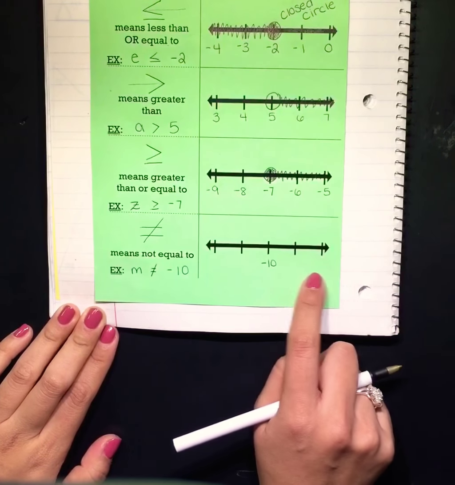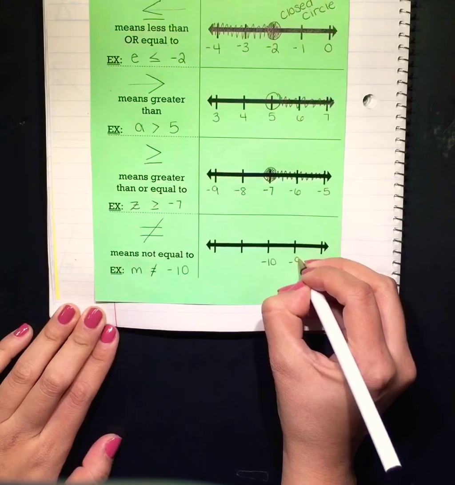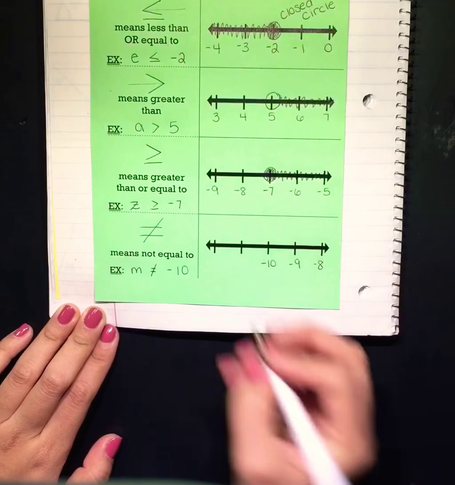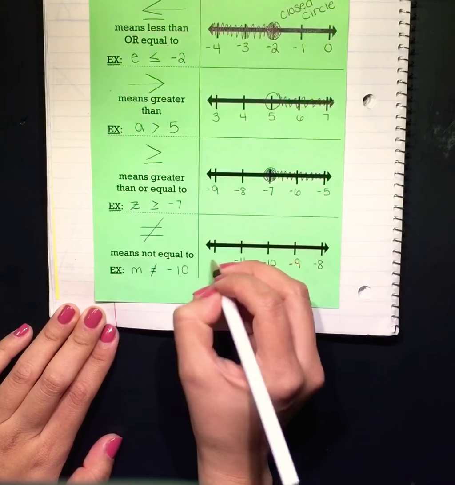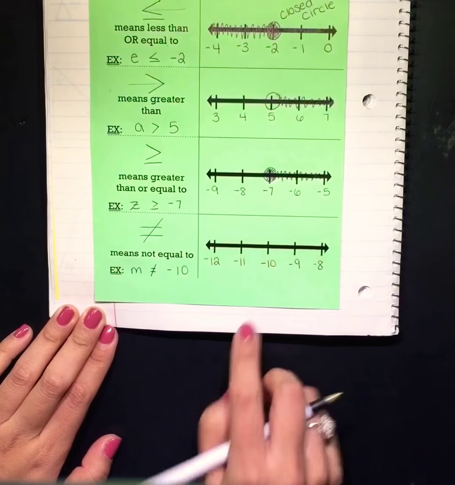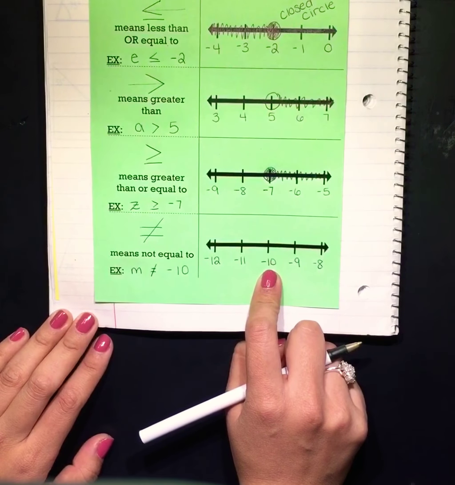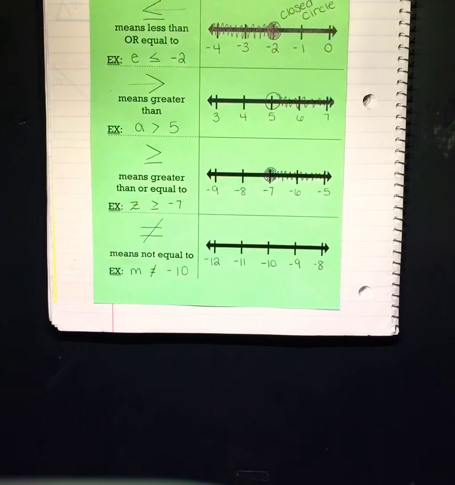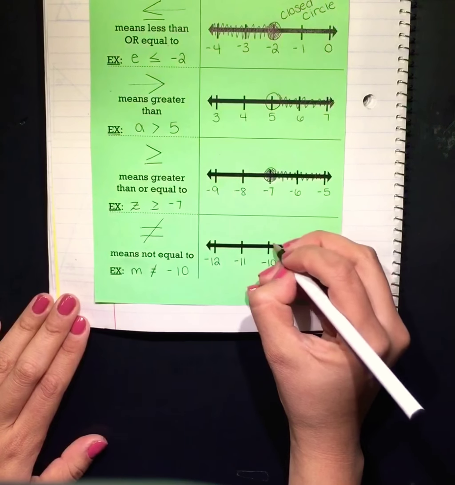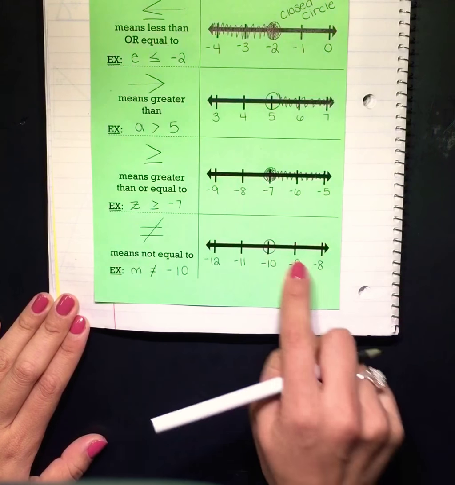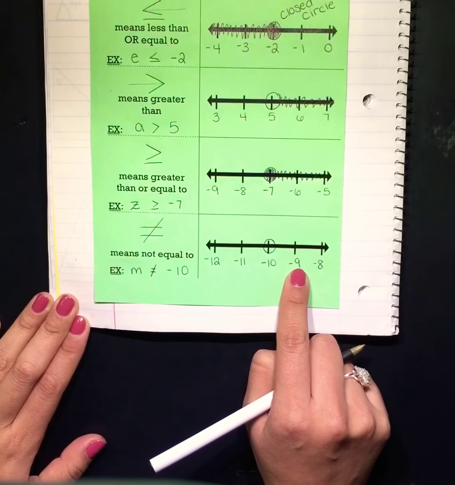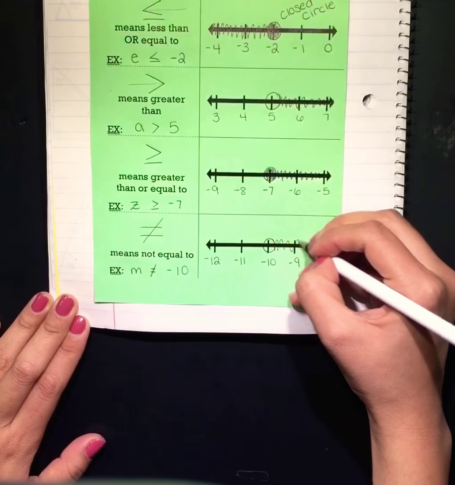What numbers come after? -9, -8. Good. And before? -11 and -12. Good. So can it be -10? No. So what kind of circle? Open or closed? Open. Porque no puede ser -10. But can it be -9? Yes. So let me shade this side.